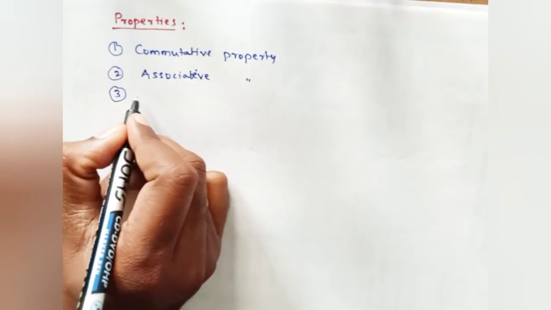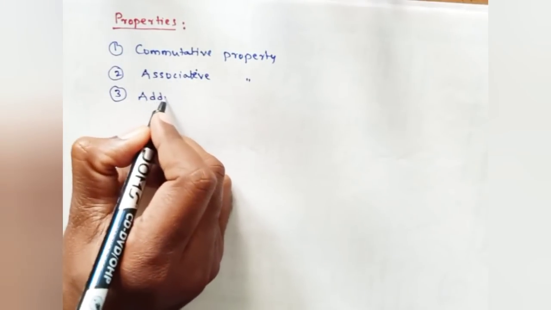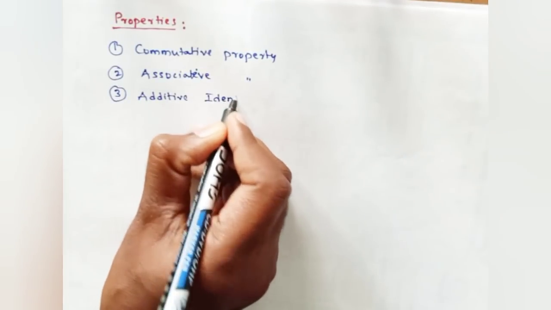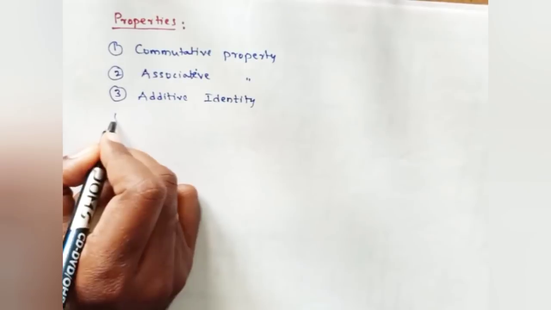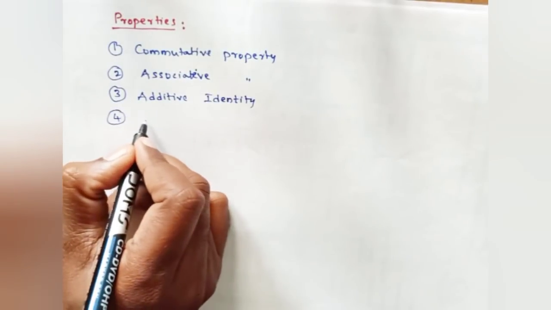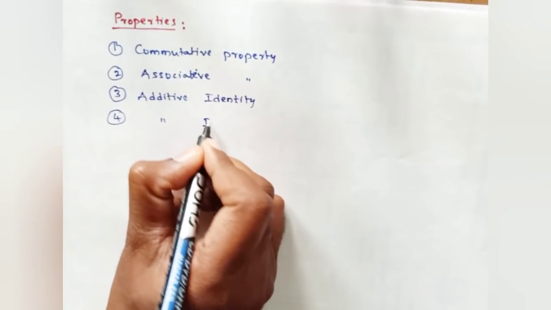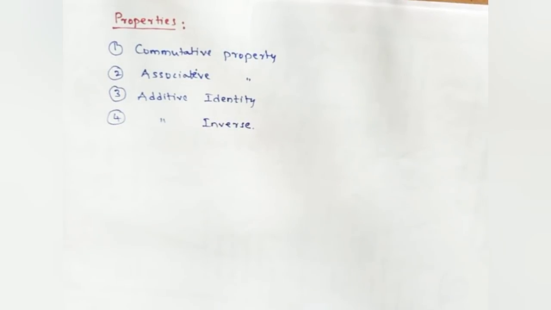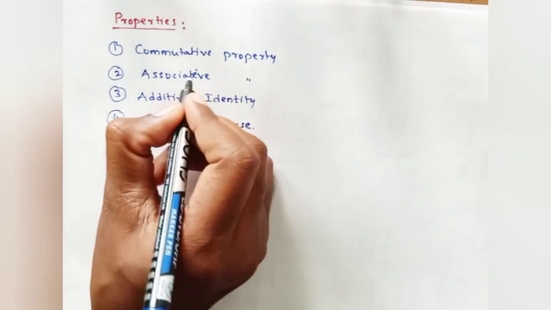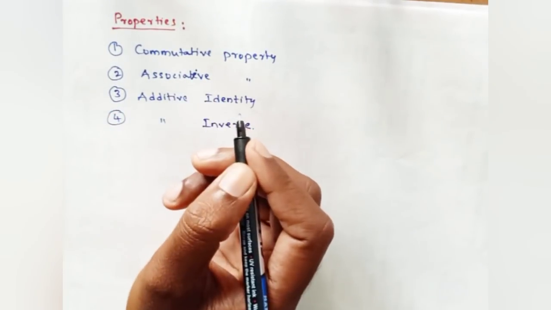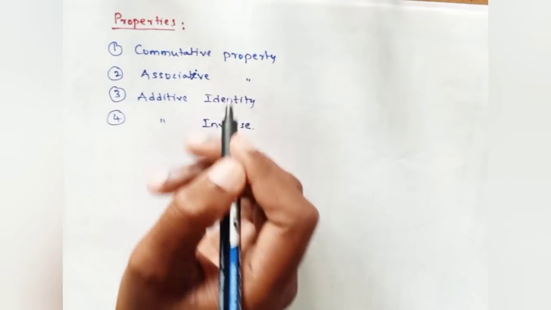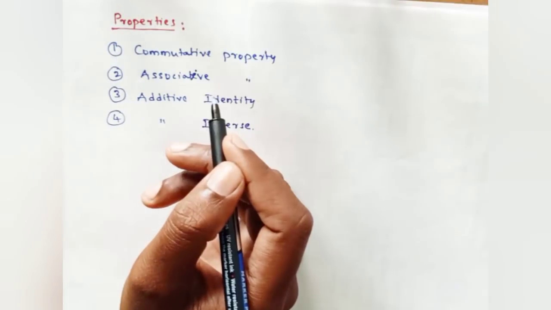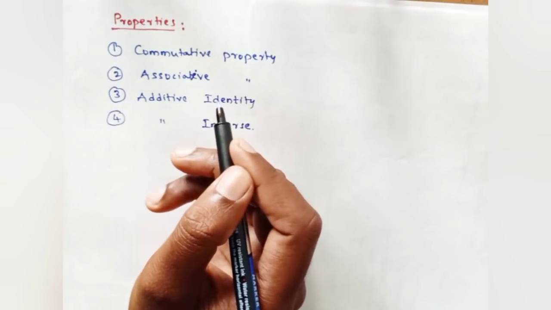And the third one, additive identity. And additive inverse. So with respect to addition, the matrices satisfy these 4 properties. As you know, these properties are properties of the number system. In the same way, you can apply them to matrices.